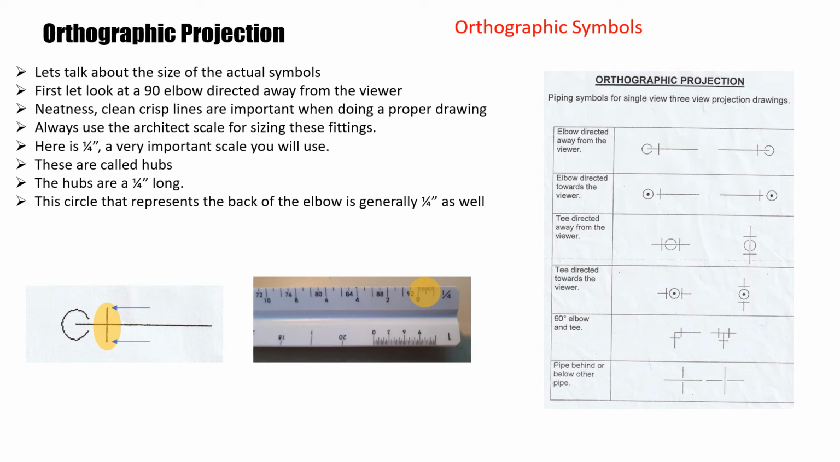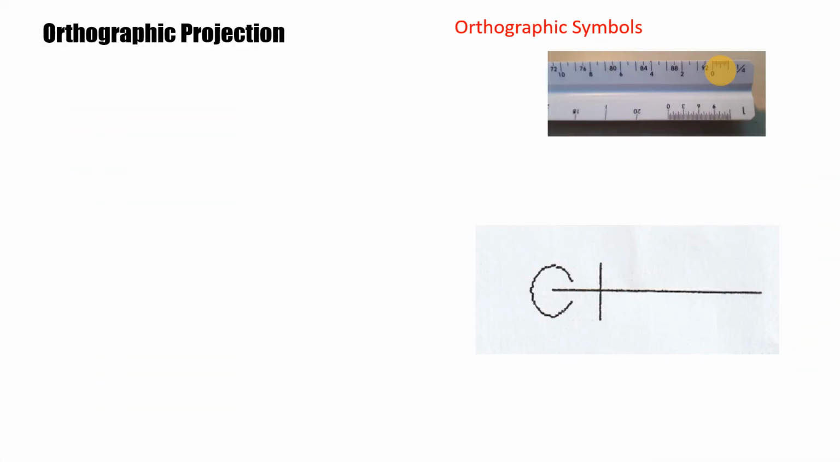The circle that represents the back of the elbow is generally a 1/4 inch as well. Now, if you don't have a circle template to actually make the circles with, you can just get a simple piece of paper that has 3 hole punch in it and rip out one of the corners with the hole in it, and it generally works quite well for this. Okay, so as a quick little way to make your circles. The distance from the end of the line to the hub is also a 1/4 inch. And that line should extend into the center of the circle.